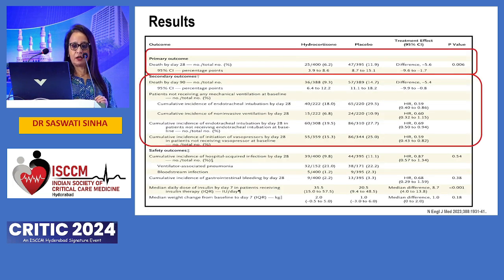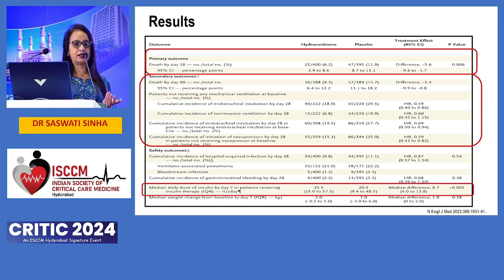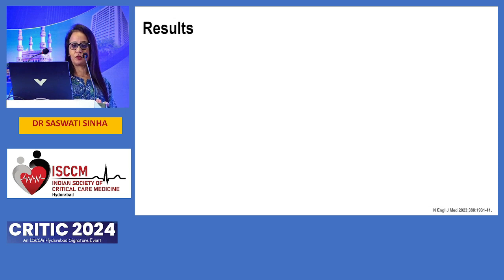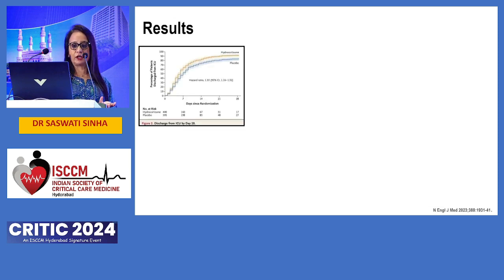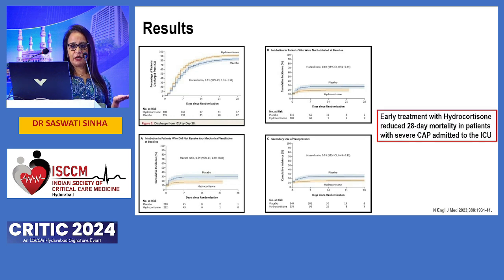They found a remarkable difference and a remarkable benefit, that 28-day mortality was almost 50% reduced with hydrocortisone. They found an improvement in all the secondary outcomes with the steroid group. And as far as safety outcomes were concerned, apart from an increase in hyperglycemia, there was no increase in secondary infections, no increase in GI bleed. So they found that it was a win-win situation with hydrocortisone when you administer it to patients with community-acquired pneumonia. Similarly, there was a lower incidence of intubation. There was a lower need for vasopressors secondarily.